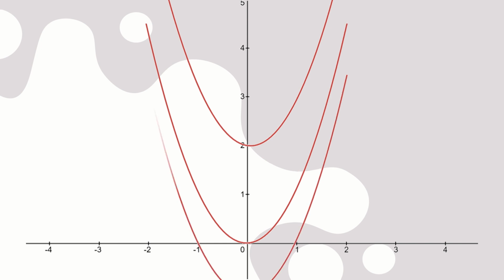Whereas in case of shifting the graph downward, it will become its graph basically 1 unit downward. So the function for this graph will be y is equal to x square minus 1, or y plus 1 is equal to x square. This will be a graph of y is equal to x square minus 1.